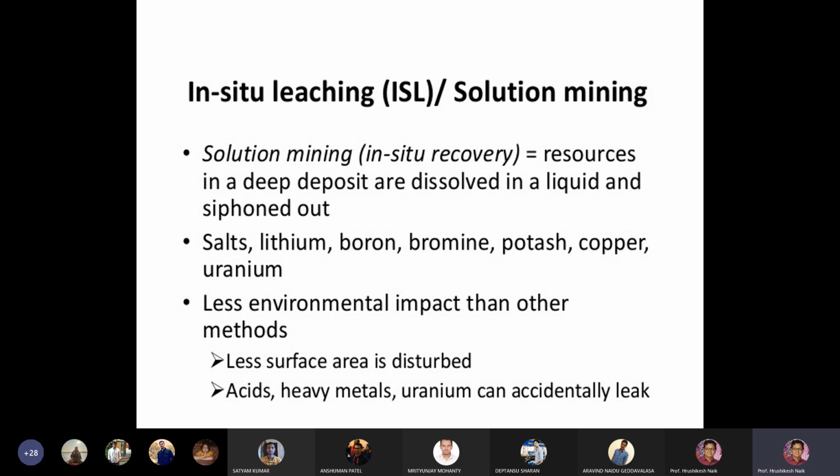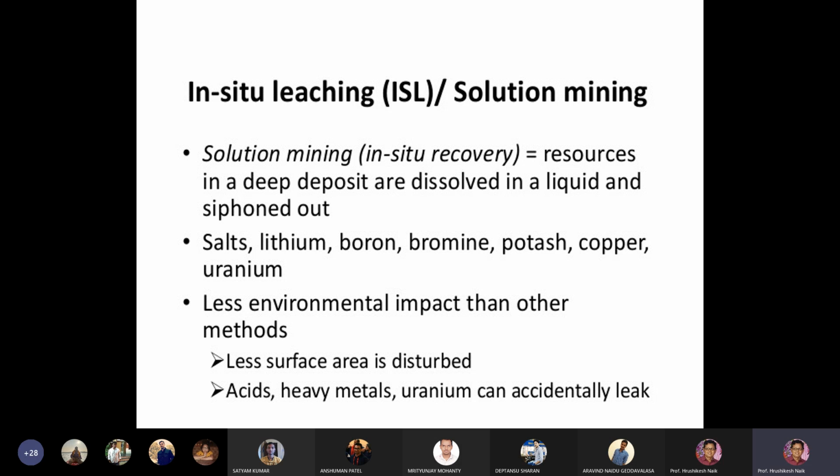So what type of minerals are mined by solution mining? Salts are mined by solution mining. Lithium is mined by solution mining. Boron is mined by solution mining. Bromine is also mined by solution mining. Potash, copper, uranium. These are the types of minerals which can be mined by solution mining. These minerals can be mined by in situ leaching or solution mining.